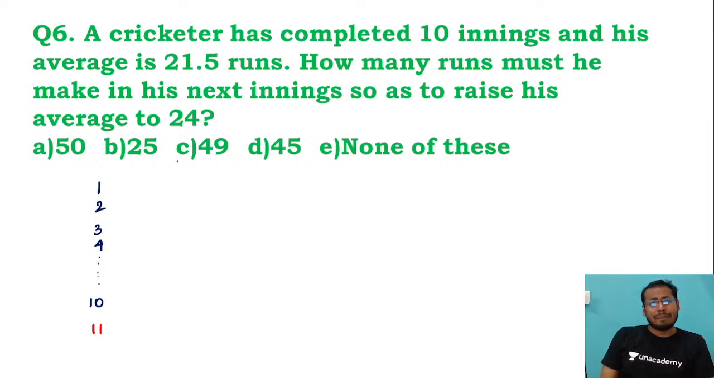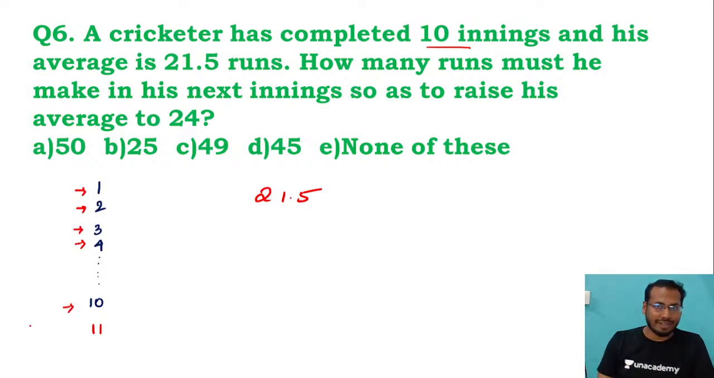Okay, see, a person has completed 10 innings. One person has played 10 matches and his average is 21.5. Look clearly, 21.5 is not the score, it is the average. Average is 21.5 means in each match he got 21.5. Is it right? Up to 10 matches he got 21.5. Okay, leave it. My question is for your understanding.